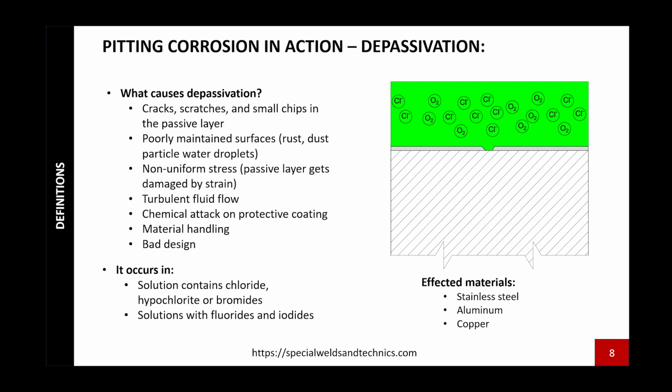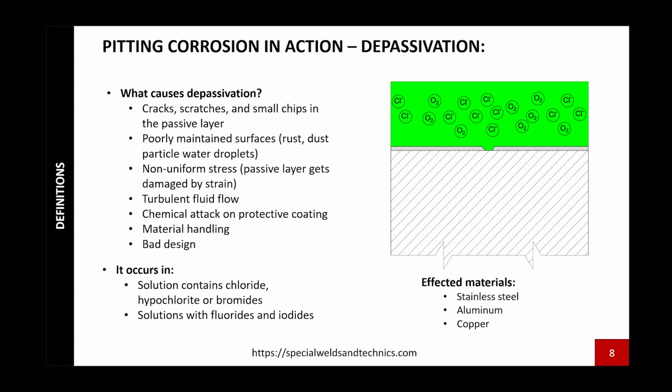Another possibility is having some non-uniform loads. For example, we have a pressure vessel and we have internal pressure, which means we have some kind of strain, and this strain can be so high that this passive layer gets damaged, and between the 2 passive layers we're going to have a gap, and this gap is a free surface without any protection. So this can also be a critical point for any corrosion.